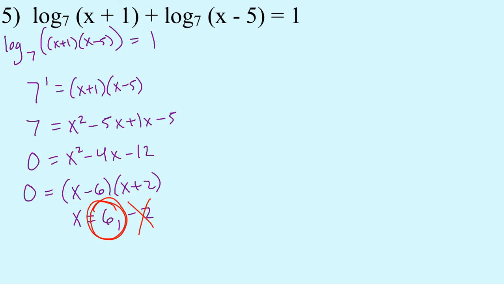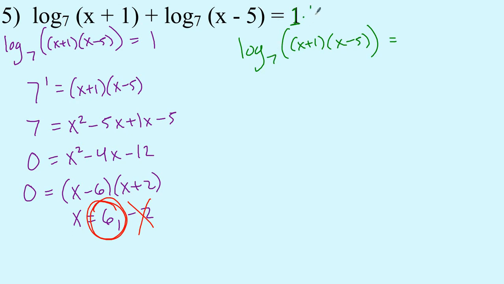Now let's say you like solving it when it's log equals log. You can do it the same way. It's very similar, it's just knowing your rules. So you still start the same way. You get log base 7 of x plus 1 times x minus 5. But on the other side, if we want to make that into a log, all we need to do is multiply it by the same base and argument.